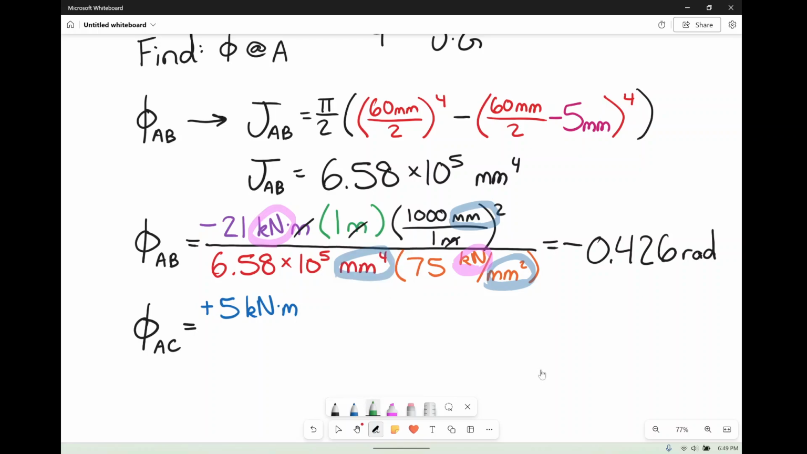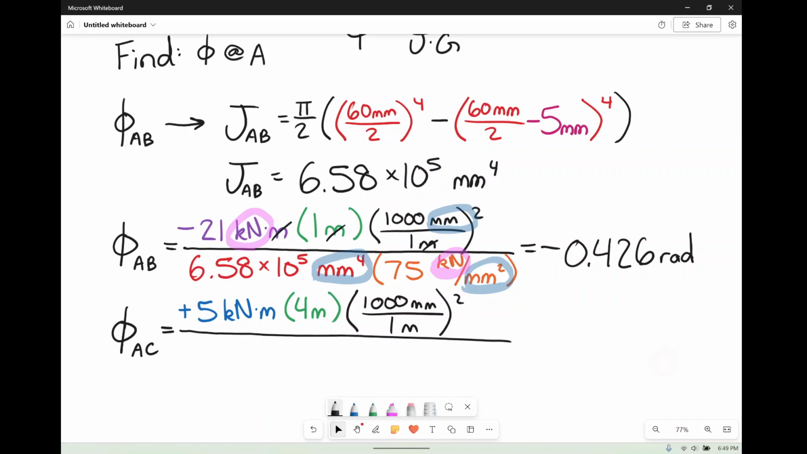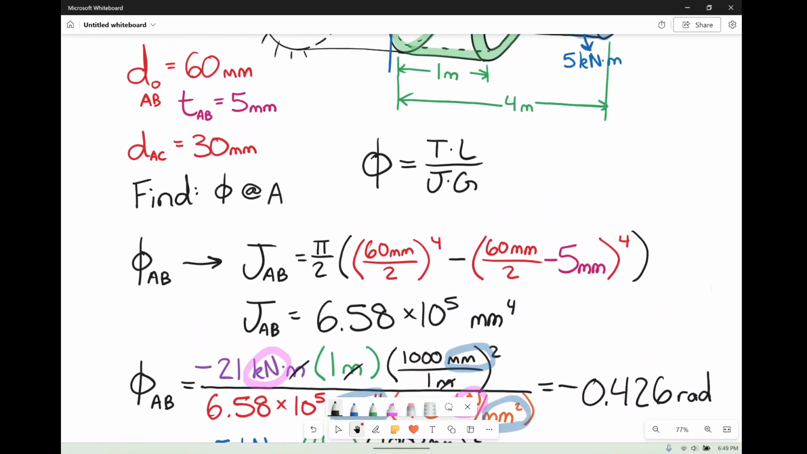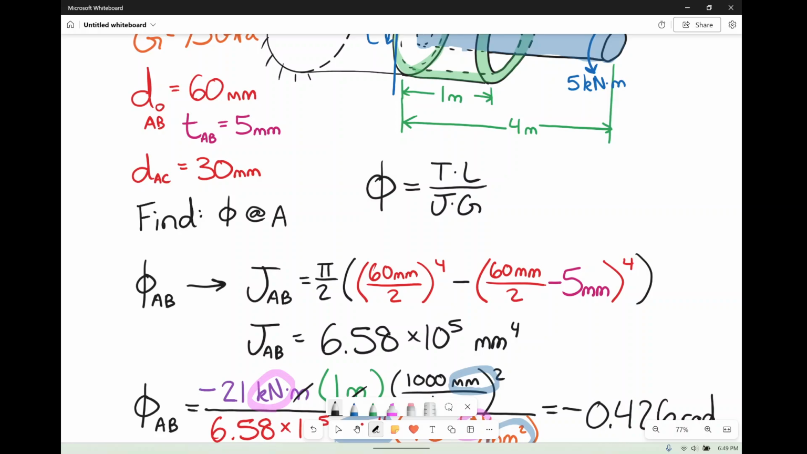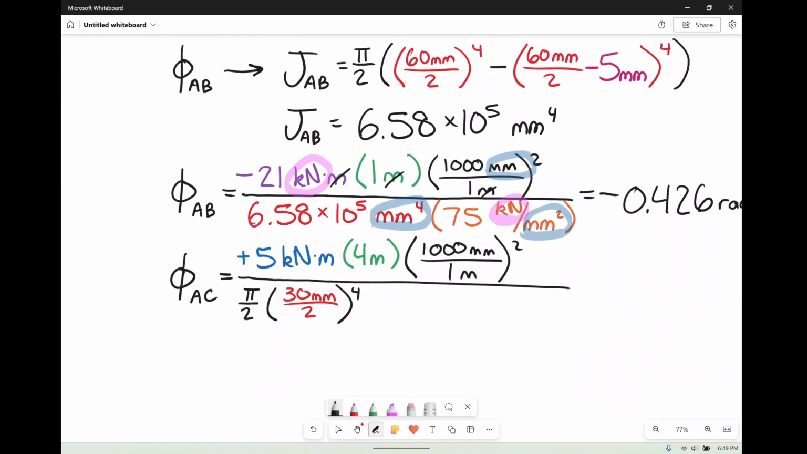Our length we have from A to C is 4 meters, right? So times 4 meters, but again nobody likes meters, so 1,000 millimeters per 1 meter. Yep, squared. And then all over J. What is J? But this is a solid one. We didn't solve it ahead of time, but it's solid where its diameter is 30. Okay, so J for a solid is pi over 2 times the radius to the 4th. Well, the radius is going to be 30 millimeters divided by 2. Since 30 is the diameter, divided by 2, raise it to the 4th. That is going to be J.